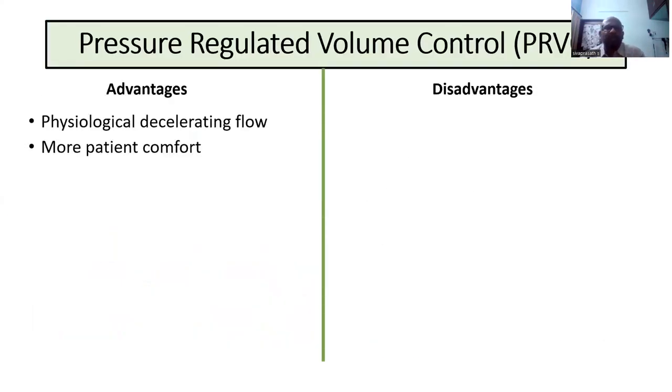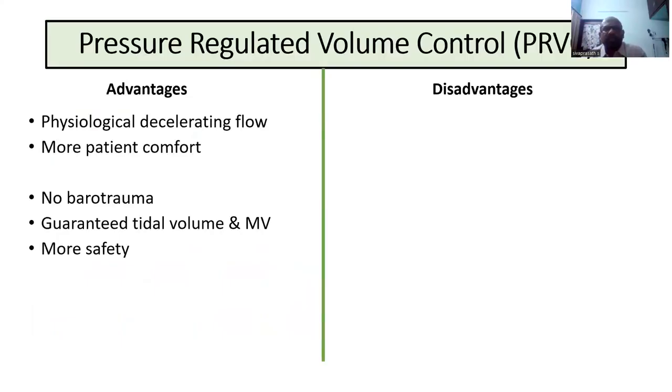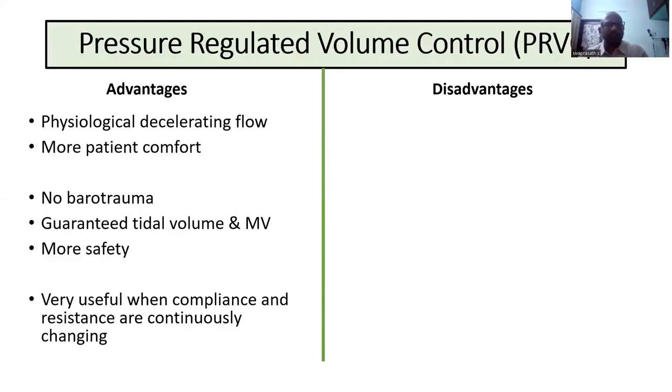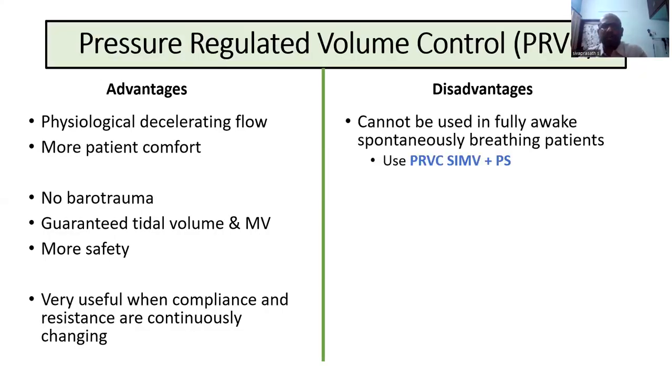The advantages are it has a physiological decelerating flow. It has more patient comfort. So there is no barotrauma, but still you get a guaranteed tidal volume and minute ventilation, more safety, especially in ARDS. Many trials have been done with PRVC and they are approved. It is very safe when low tidal volumes are set with a guaranteed minute ventilation. It is very useful when compliance and resistance are continuously changing, as I already told you.